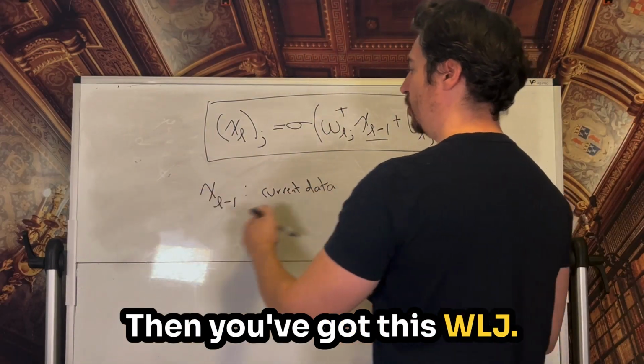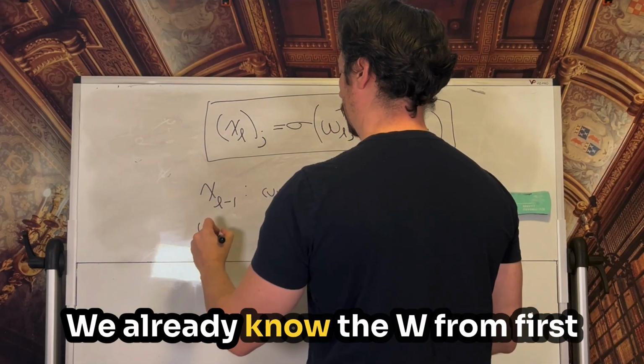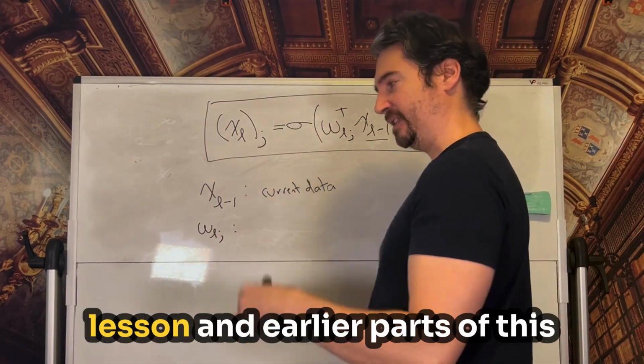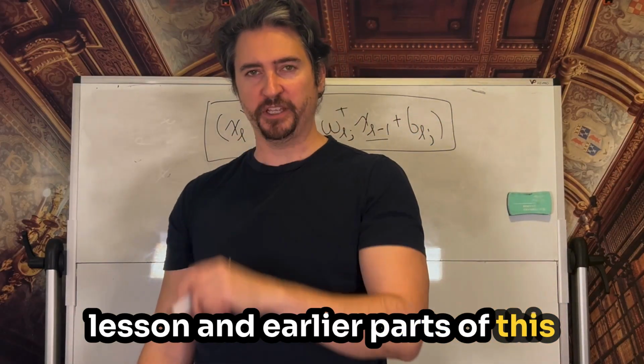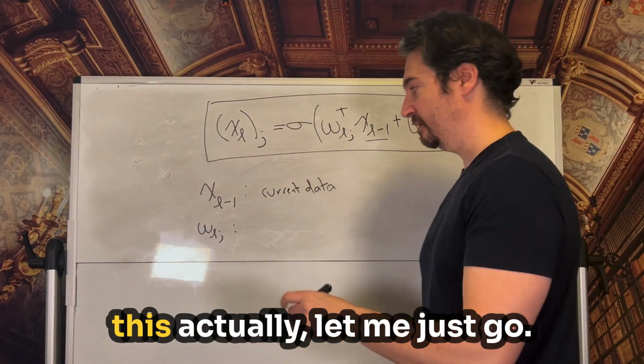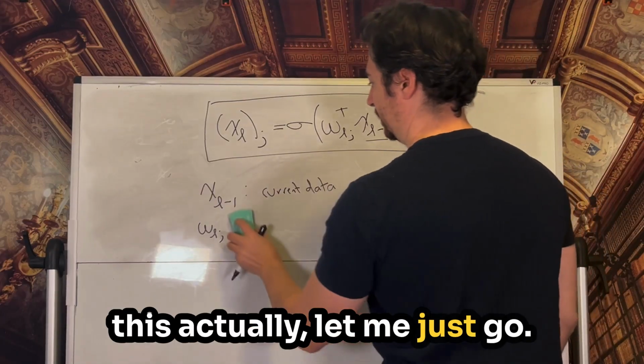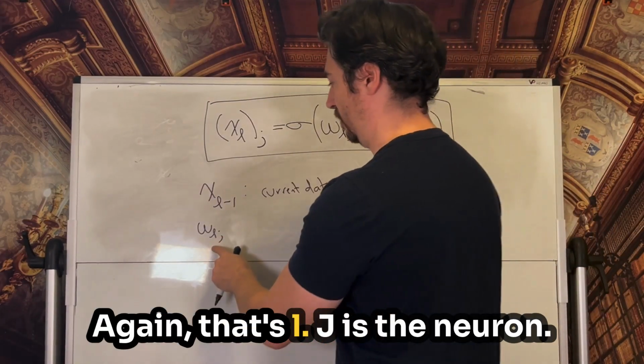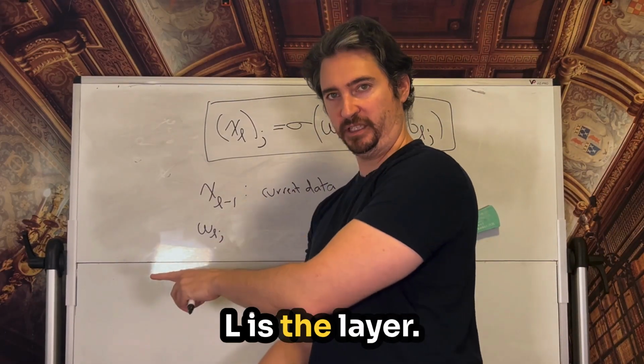Then you've got this W L J. We already know the W from the first lesson and earlier parts of this one: that's the weight vector. Again, L is the layer and J is the neuron.